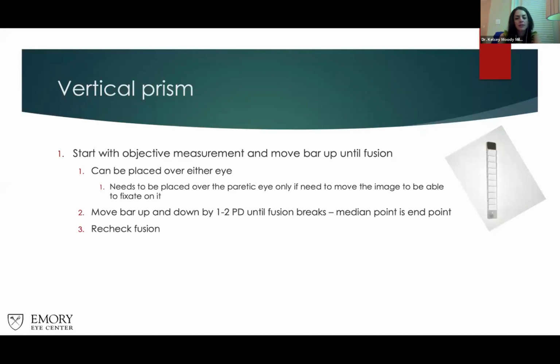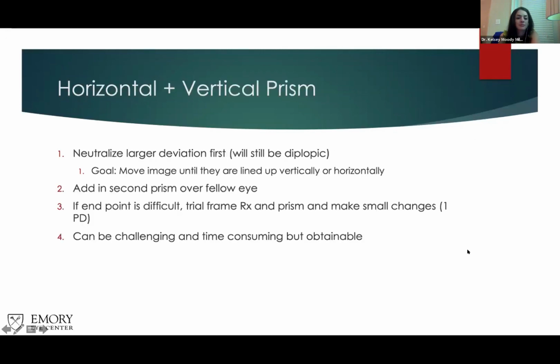For vertical prism, the biggest difference is I actually start with my objective measurement, because typically there isn't this compensatory movement that patients can create to be comfortable. Again, it can be placed over either eye, and I'm going to move the bar up and down by 1 to 2 prism diopters until fusion breaks. And again, that median point is going to be my end point, and then I'm going to recheck their fusion. Sometimes with vertical deviations, I like to use a trial frame because I can make a prism diopter, sometimes even a half a prism diopter change, whereas when I use the bar, sometimes I have to move it by 2, and that's too much.